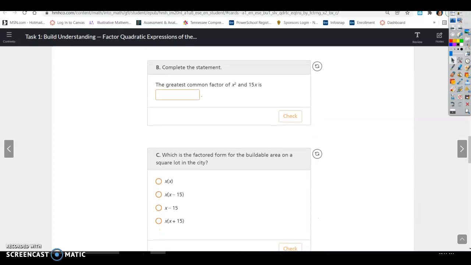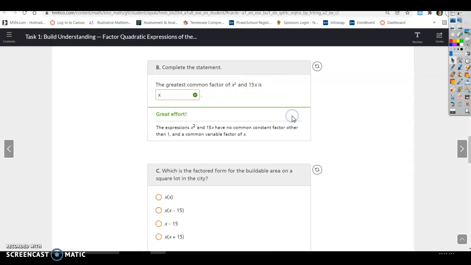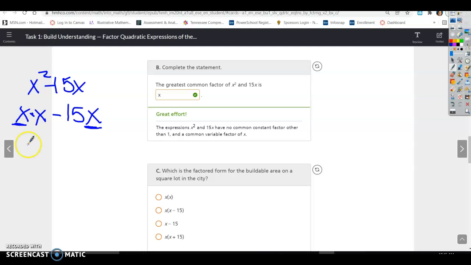All right, so the greatest common factor of x squared and 15x is, all right, so this is x times x, and this is 15x, so they both have an x in common. All right, so it says, what is the factored form of the buildable area? All right, so if you think about x squared minus 15x, this is written as x times x again, minus 15x. They have an x in common, so I'm going to pull out the x, and then I have x minus 15 left.